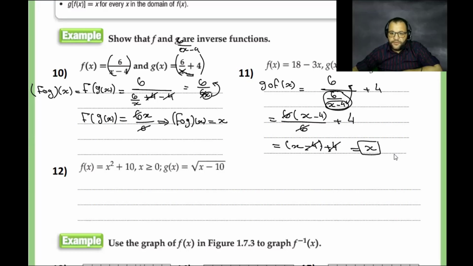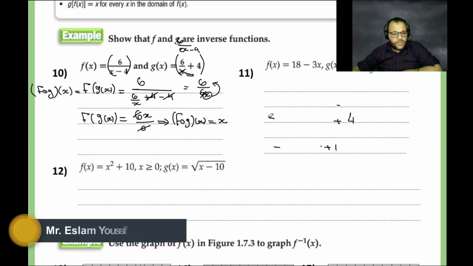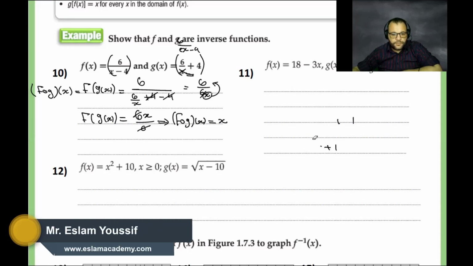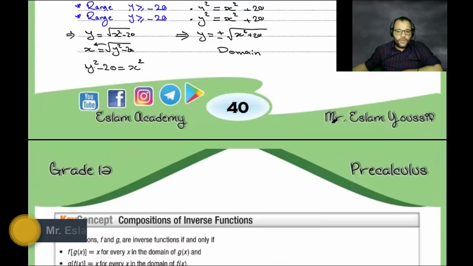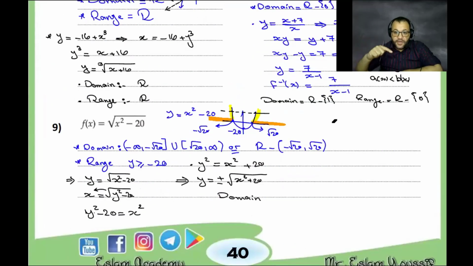So one of them is enough. Which one is easy for you? You can use it. We can go back to the previous one, just 1 minute. If the answer was any other value than x, such as 2x, negative x, x power 2, 3x, any other expression, it is not an inverse. I need only the answer to be x, 1x.